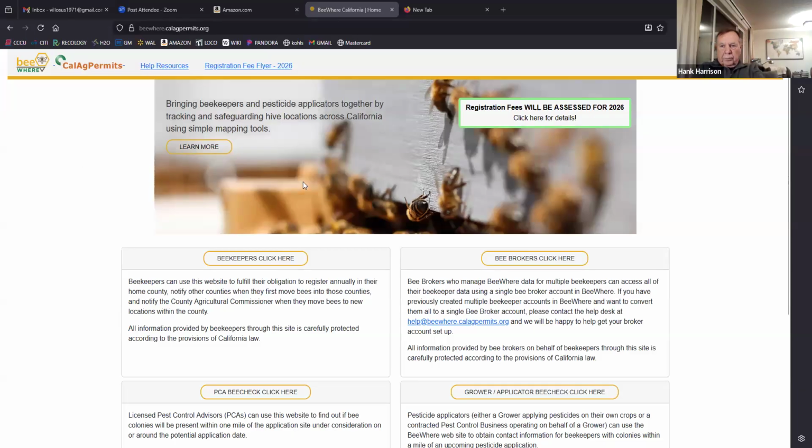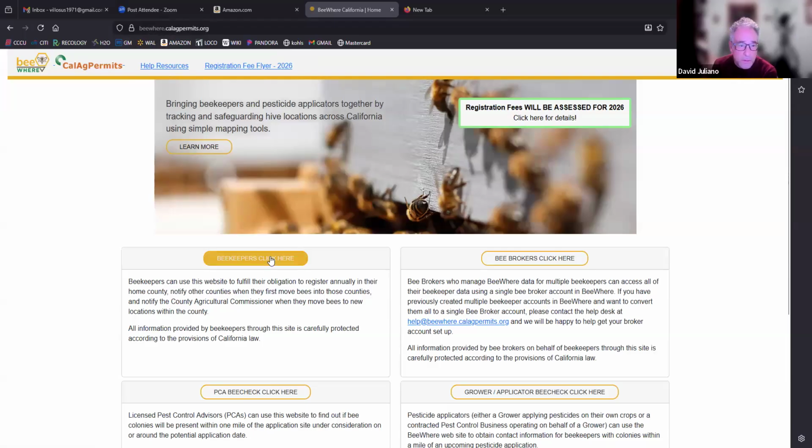Yes. Okay, excellent. So this is through CalAg permits. It's the Beware website, beware.calagpermits.org. So this is where you would go. You can see information. So beekeepers can use the registration here, bee sellers, and pest control advisors and growers and applicators.